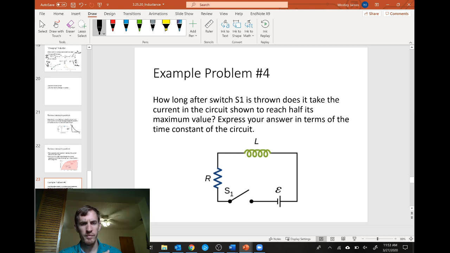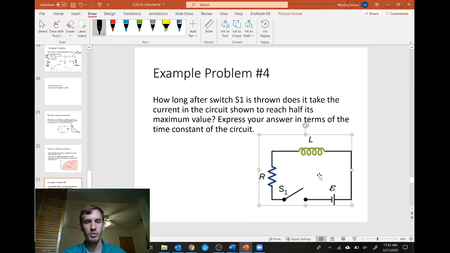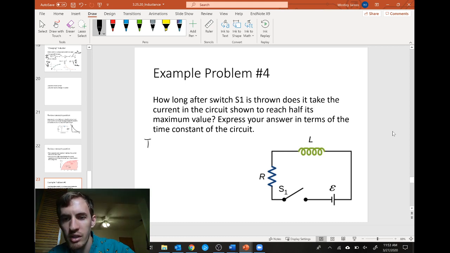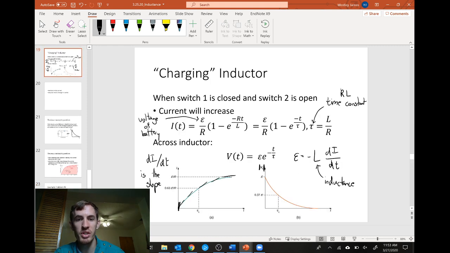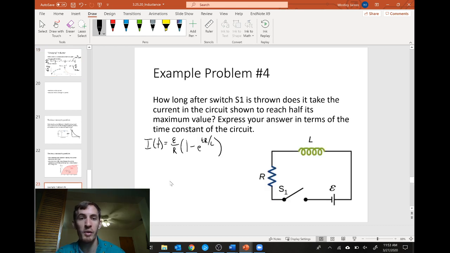Okay, so I'll quickly do this example problem. The question here is, how long after switch 1 is thrown does it take for the current to reach half its maximum value? So I have my current with respect to time equals epsilon over R times (1 minus e to the negative t R over L). All I did here was literally write the equation that I have here, the current with respect to time. If I want to figure how long it takes for current to reach a value, I'm going to use the equation for current with respect to time.